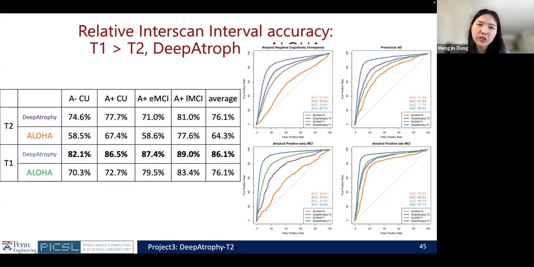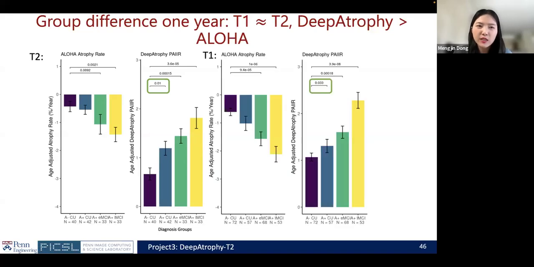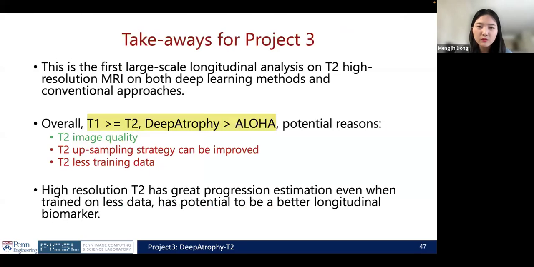But for RISE accuracy, the second accuracy, T1 performs significantly better than T2. And both of them are significantly better than Aloha prediction. If we look at group difference for 1 year, we will find that T1 and T2 have roughly the same group difference. However, DeepAtrophy performs better than Aloha for both T1 and T2 weighted images.